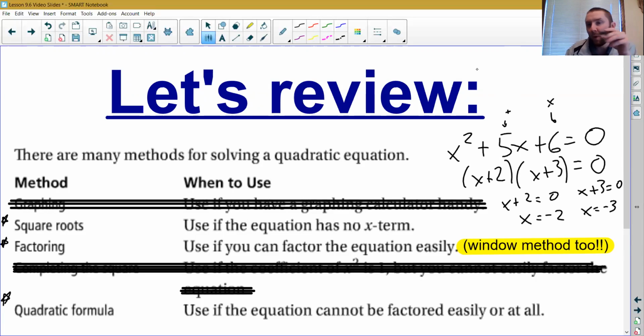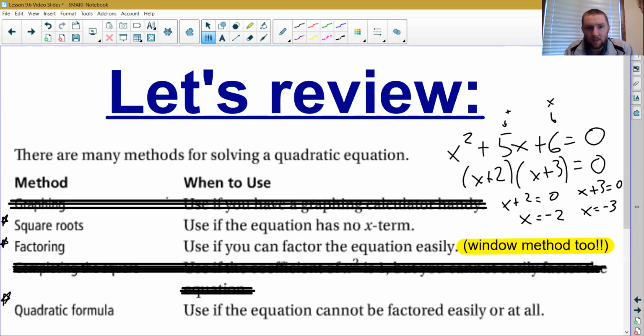So if you can factor the equation easily, particularly without the window method, that is the easiest way, in my opinion, to solve the quadratic equation. Okay, the quadratic formula will still get you exactly the same two answers. Okay, so you can always use the quadratic formula. It will give you the same answers, as I said. But like I said, I do think factoring can be easier.